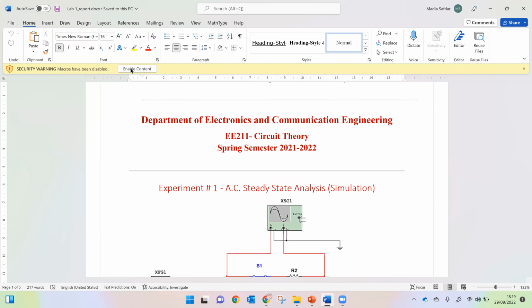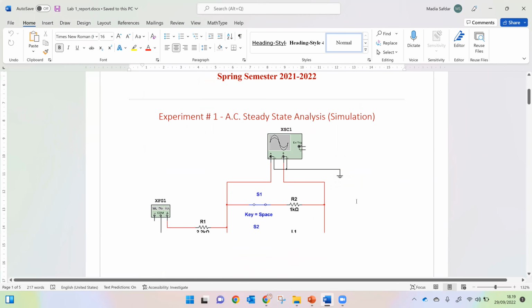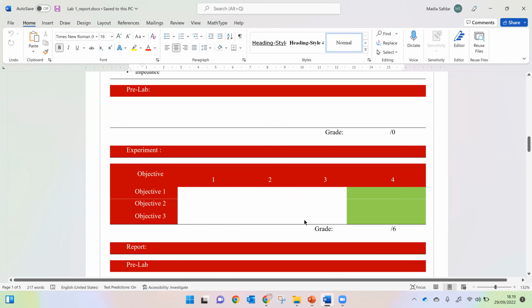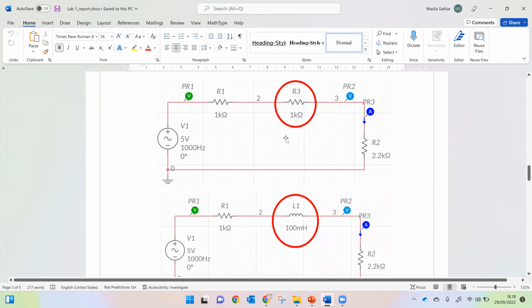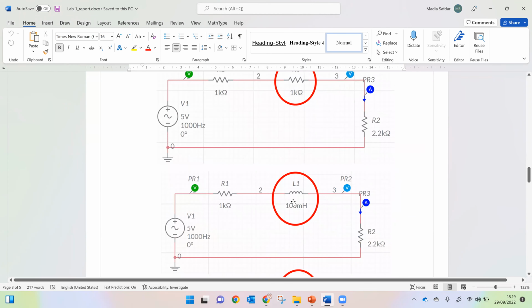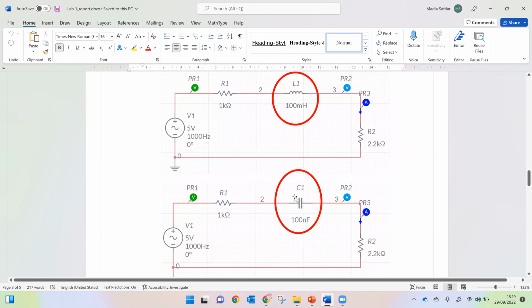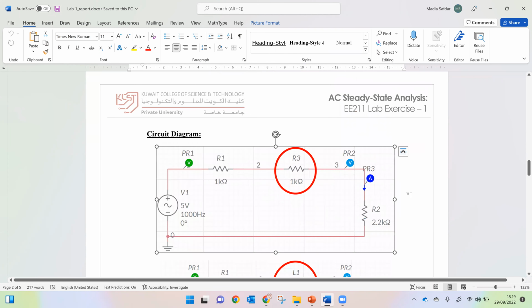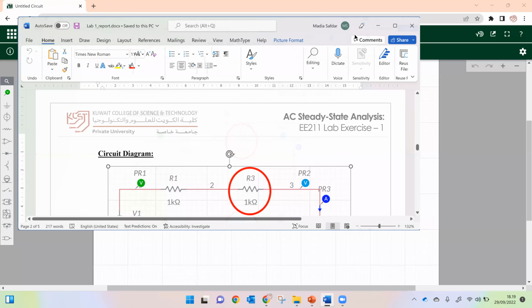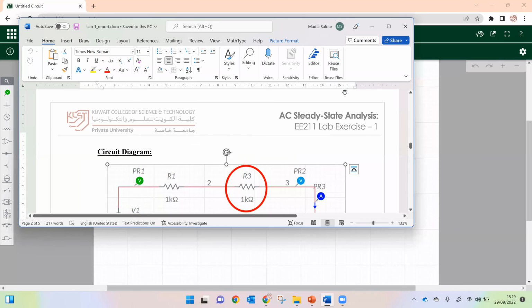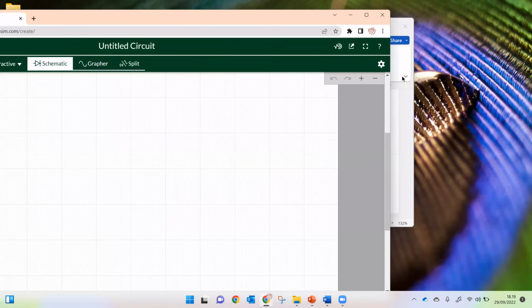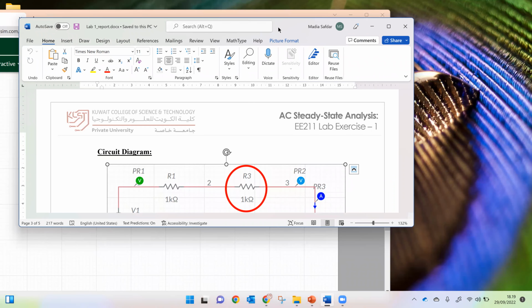This is your lab sheet. So we have 3 different circuits here. The first one is the resistor circuit, next is the inductor, and the third is the capacitor. So let's make this circuit. I will make it smaller so that it will be easy for me to look at it.